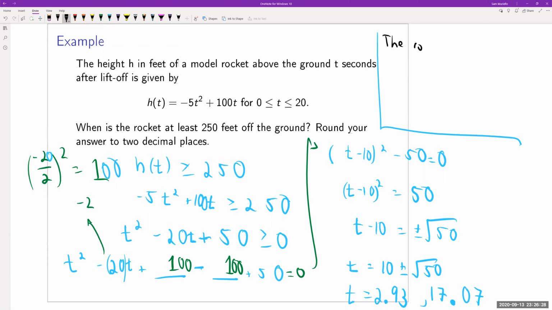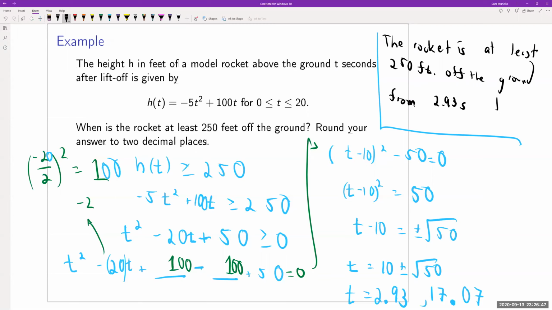So I would say, since this is a word problem, I want a word answer. The rocket is at least 250 feet off the ground from 2.93 seconds to 17.07 seconds. And there we go. That's the end of chapter 2. I'll see you guys next time.